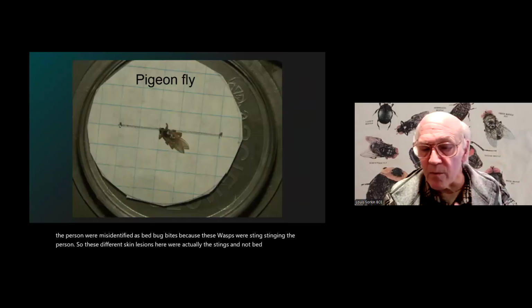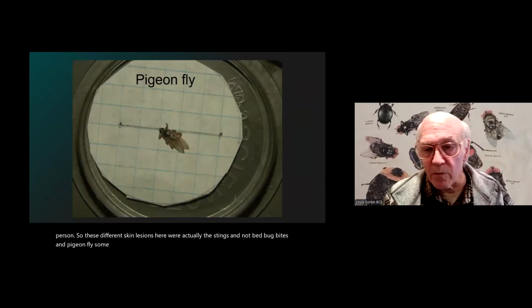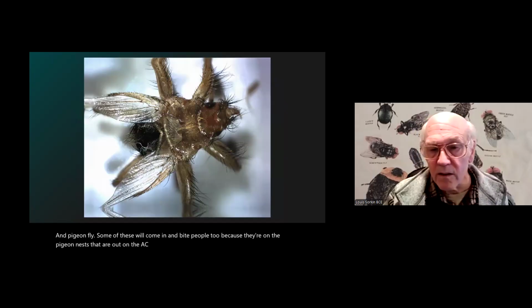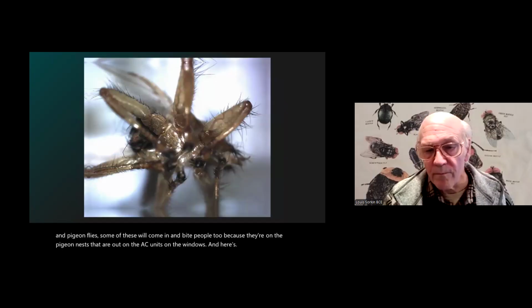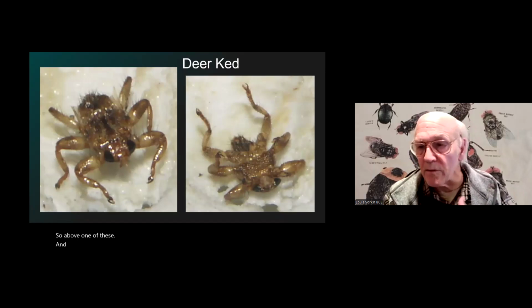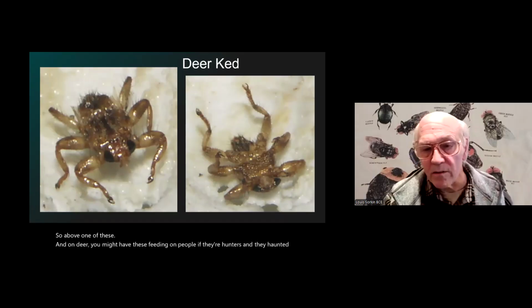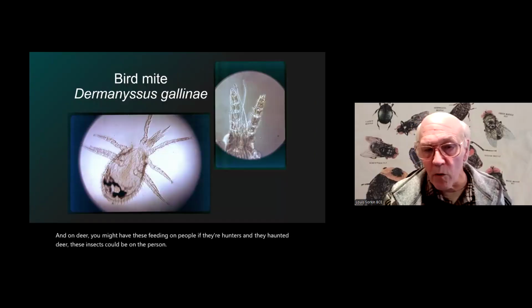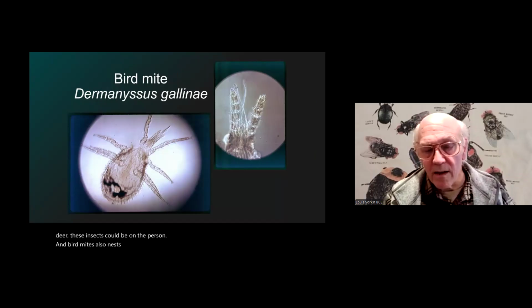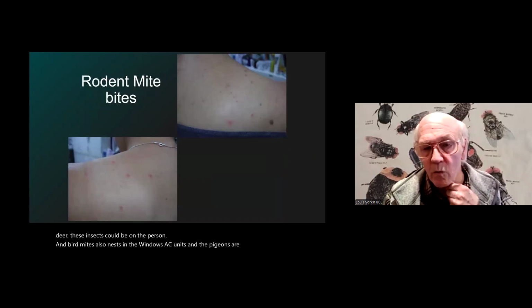And pigeon flies, some of these will come in and bite people too, because they're on the pigeon nests that are out on the AC units on the windows. And here's a close-up of one of these. And on deer, you might have these feeding on people if they're hunters and they hunted deer. These insects could be on the person. And bird mites, also nests in the windows, AC units, and the pigeons are there. And these bird mites were on the person.